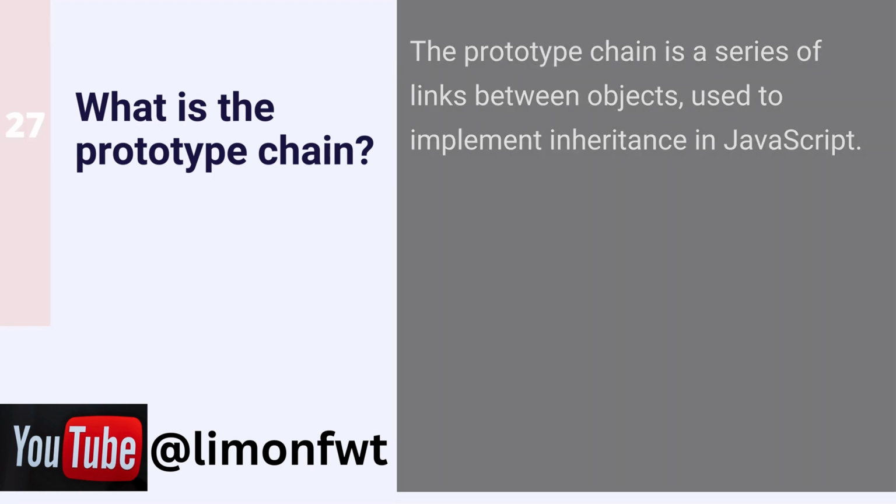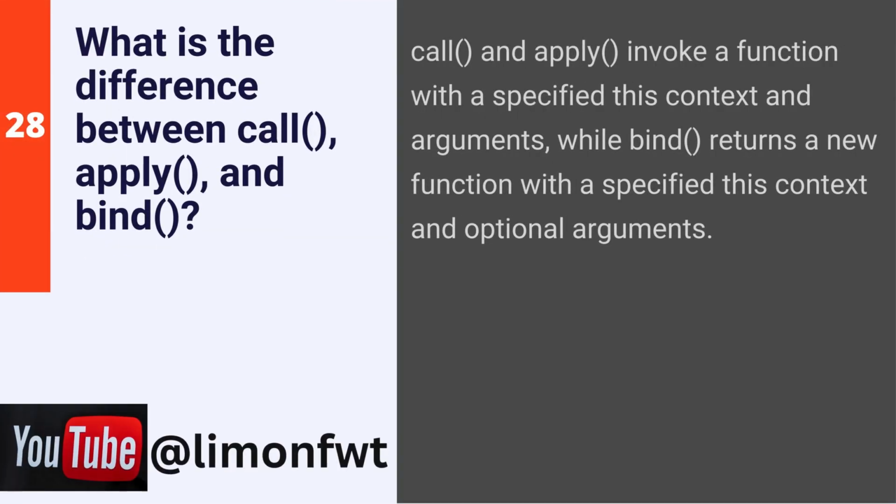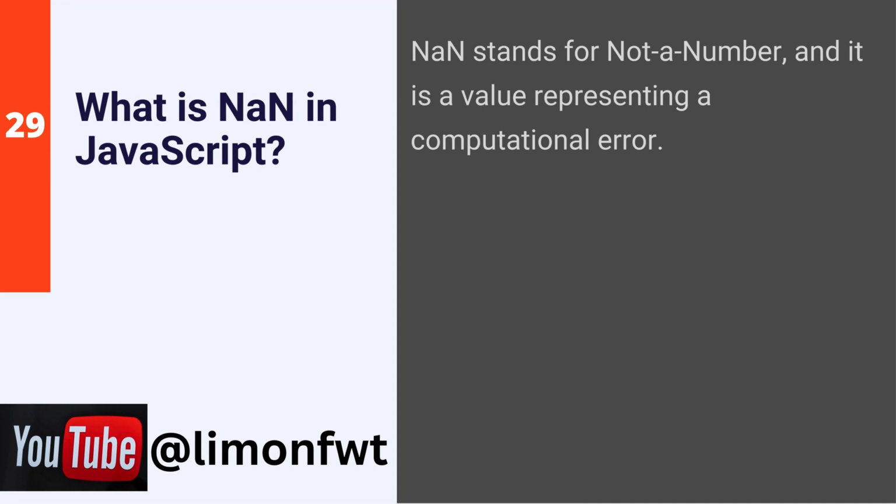What is the difference between call, apply, and bind? Call and apply invoke a function with a specified this context and arguments, while bind returns a new function with a specified this context and optional arguments. What is NaN in JavaScript? NaN stands for not a number, and it is a value representing a computational error.